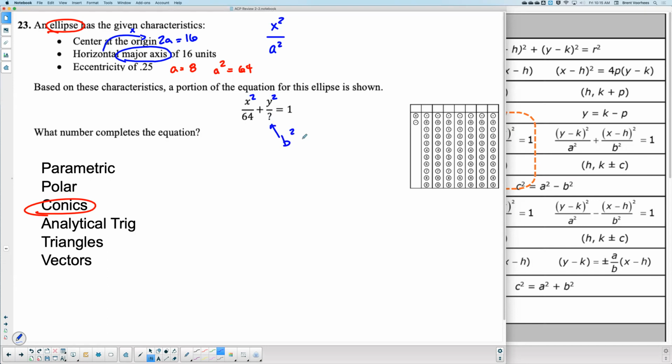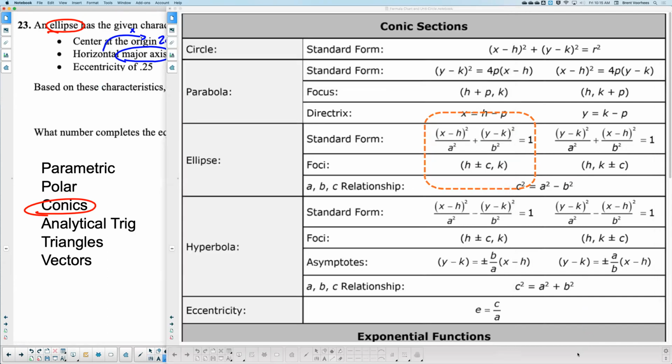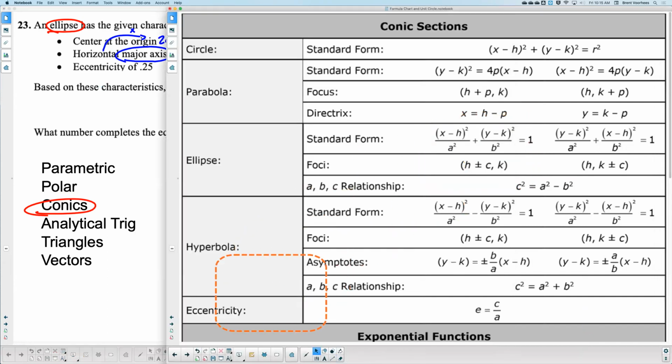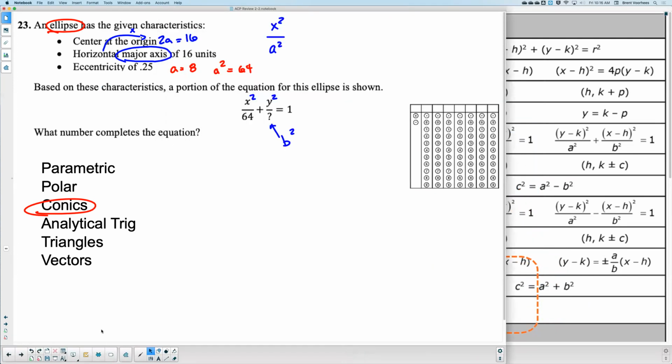What is b squared? They say the eccentricity is 0.25. Is that a memorization word? No, what is eccentricity? Look it up. Look on the formula chart. Eccentricity is down here on the formula chart. The formula says it is C over A. Okay, so eccentricity is E equals C over A. I'm going to plug in what we know. The eccentricity is 0.25. That's the E. We don't know C, but we do know A. What was A?